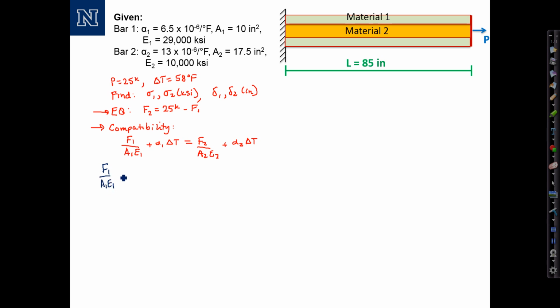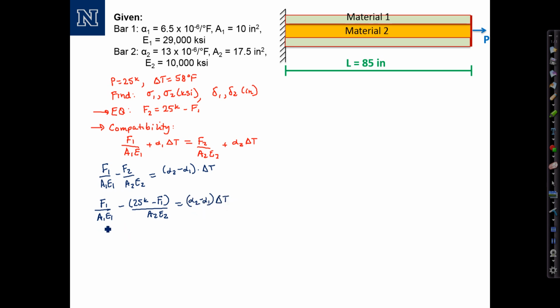F1 over A1 E1, I'm going to bring both forces to the left-hand side, minus F2 over A2 E2. I'm going to bring the thermal coefficients to the right-hand side, and I have alpha 2 minus alpha 1 times delta T. Okay, and I am now going to substitute in my equilibrium equation for F2. So I had F1 over A1 E1 minus F2, which is 25 kips minus F1, over A2 E2 equals alpha 2 minus alpha 1 delta T.